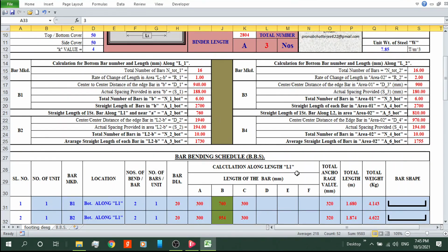That's all about my bar bending schedule of 3 piles cap. One thing I want to say is that in my next video I am going to show you how we can check the length of bars in bar bending schedule for 3 piles cap by AutoCAD.